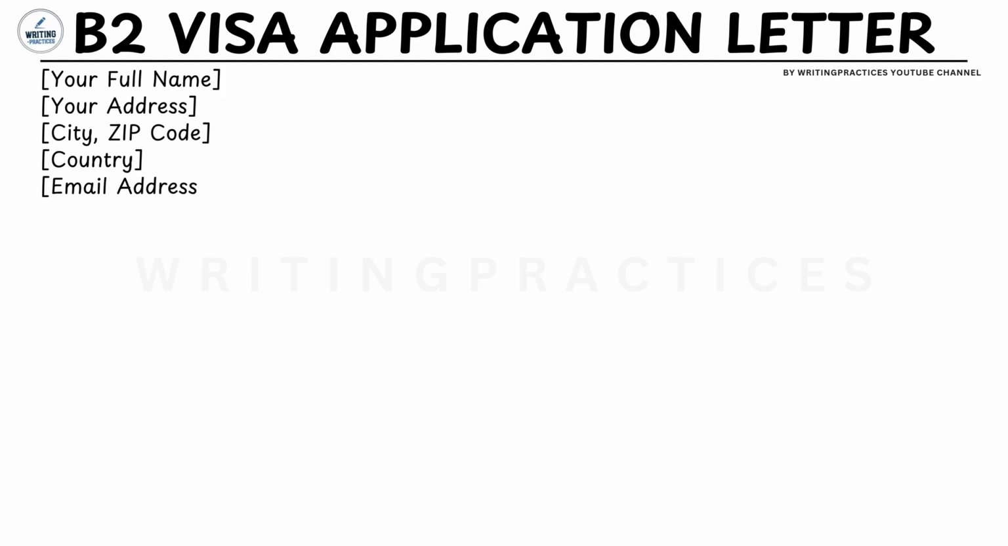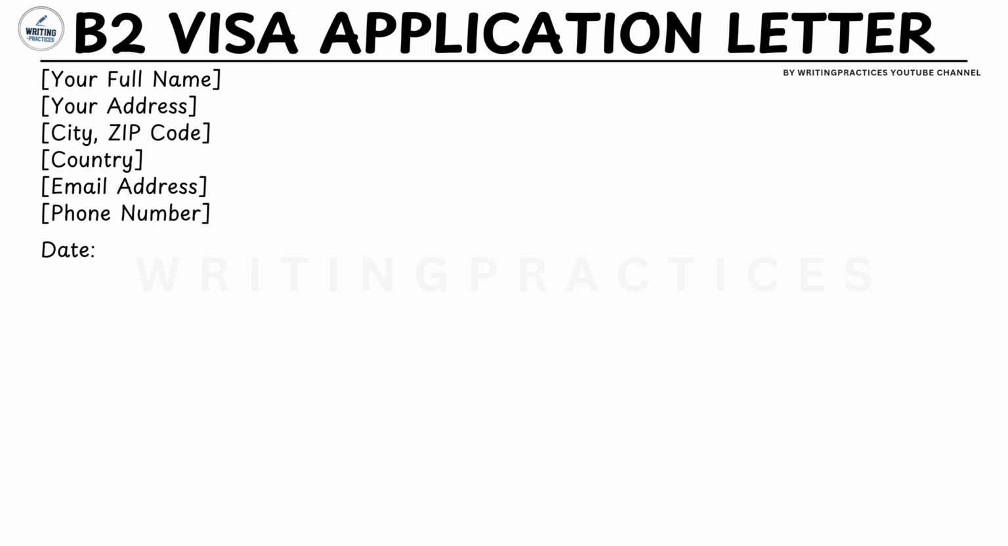Sender's information, identifying yourself. At the top of your letter, you need to include your personal details. This helps the US Embassy or Consulate quickly identify your application and have your contact details readily available. Make sure to include your full name, your complete address, including city, zip code, and country, your email address, and your phone number. For example, this section should look like this: John Doe, 123 Main Street, London, SW1A 1AA, United Kingdom, johndoe@email.com, plus 44 21 2345 678. Having this information at the beginning makes your letter professional and well organized.